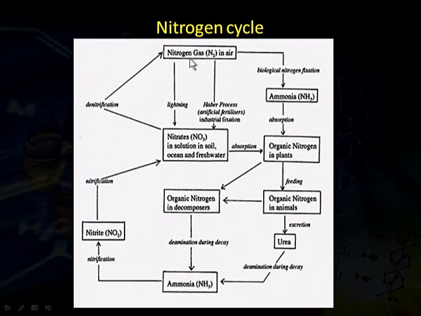On the other hand, this free nitrogen is also artificially fixed by Haber's process, that is in the form of fertilizers, and it is converted to nitrates, and this cycle keeps on repeating, and in this way nitrogen is being fixed and it is being converted back to the free nitrogen by denitrification.